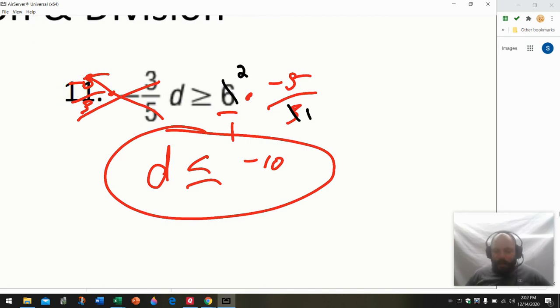So there you go, guys. Hopefully that made sense. As I said, this is very similar to solving equations. There's only one additional step, and that step is when you multiply both sides or divide both sides by a negative, you do need to flip over the sign.